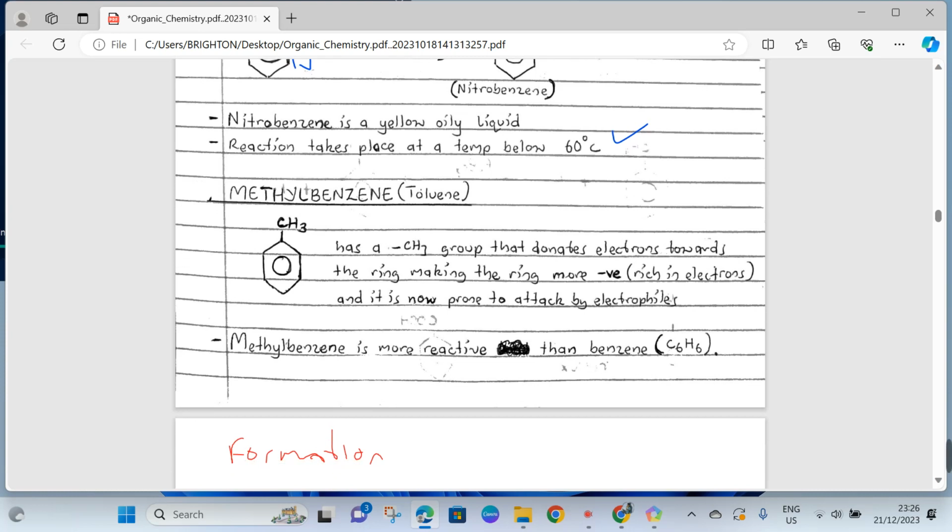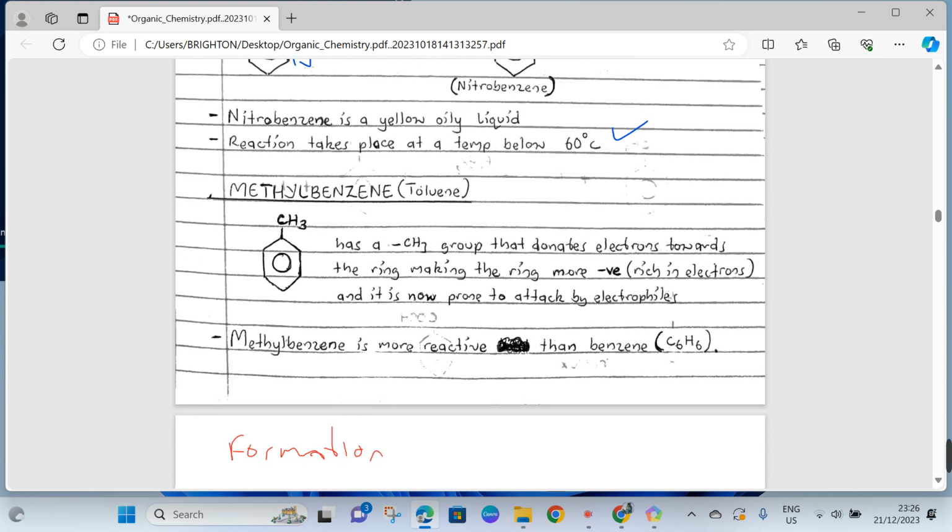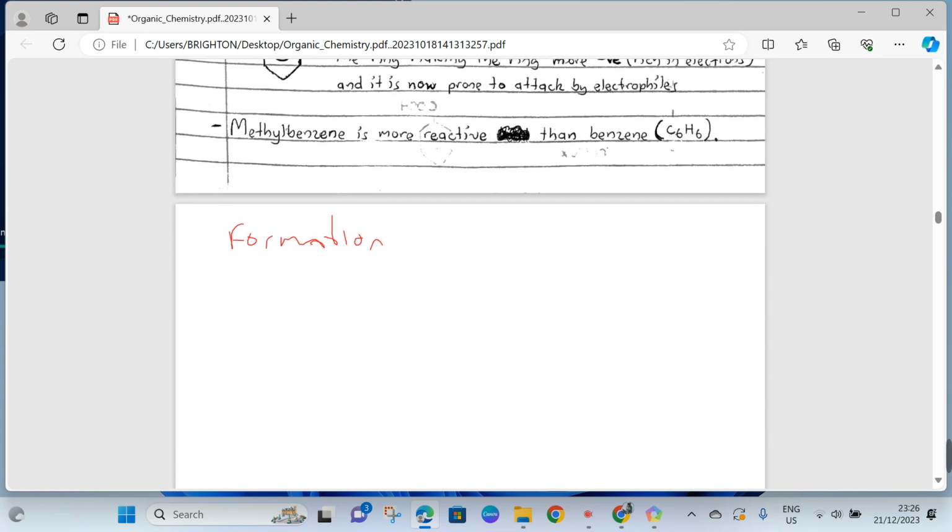So how is methylbenzene formed? Right? You have your benzene. Let me make a mechanism here. We have our benzene there reacting with the CH3 attached to a halogen, plus a halogen carrier catalyst. Maybe let me just put AlX3 there, leading to what?